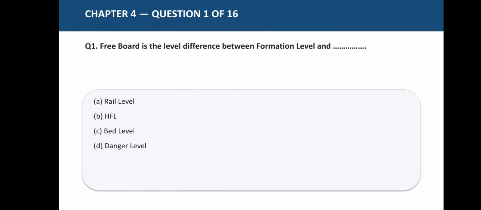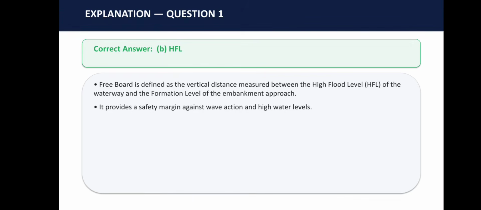High flood level. Explanation. Freeboard is defined as the vertical distance measured between the high flood level of a waterway and the formation level of the embankment approach. It provides an essential safety margin against wave action and high water levels during floods.